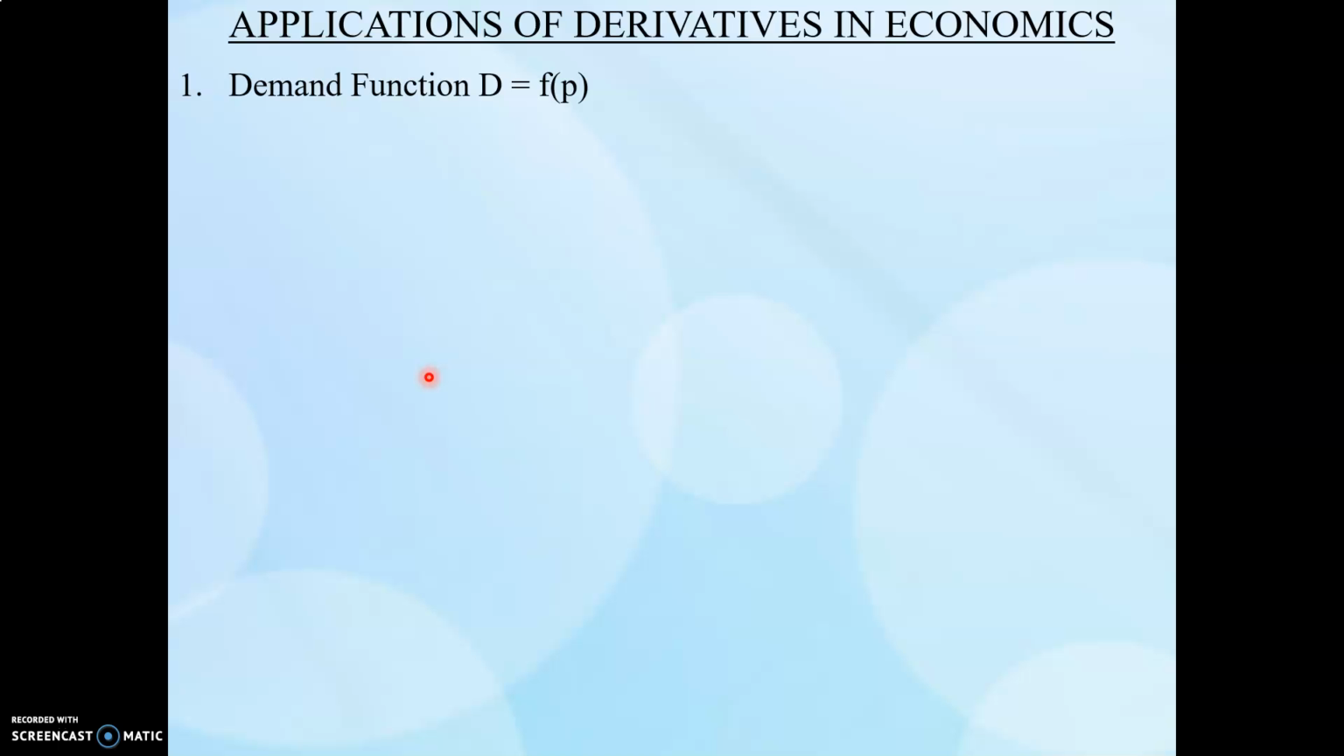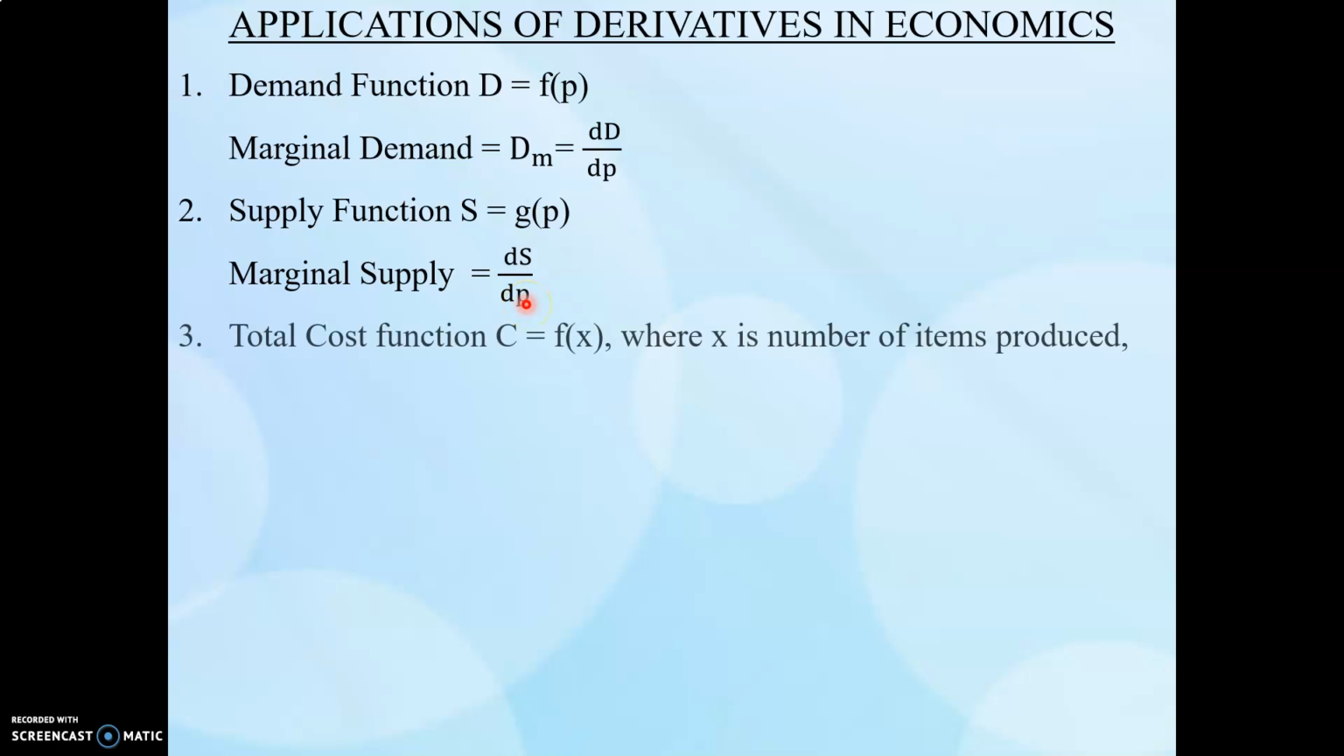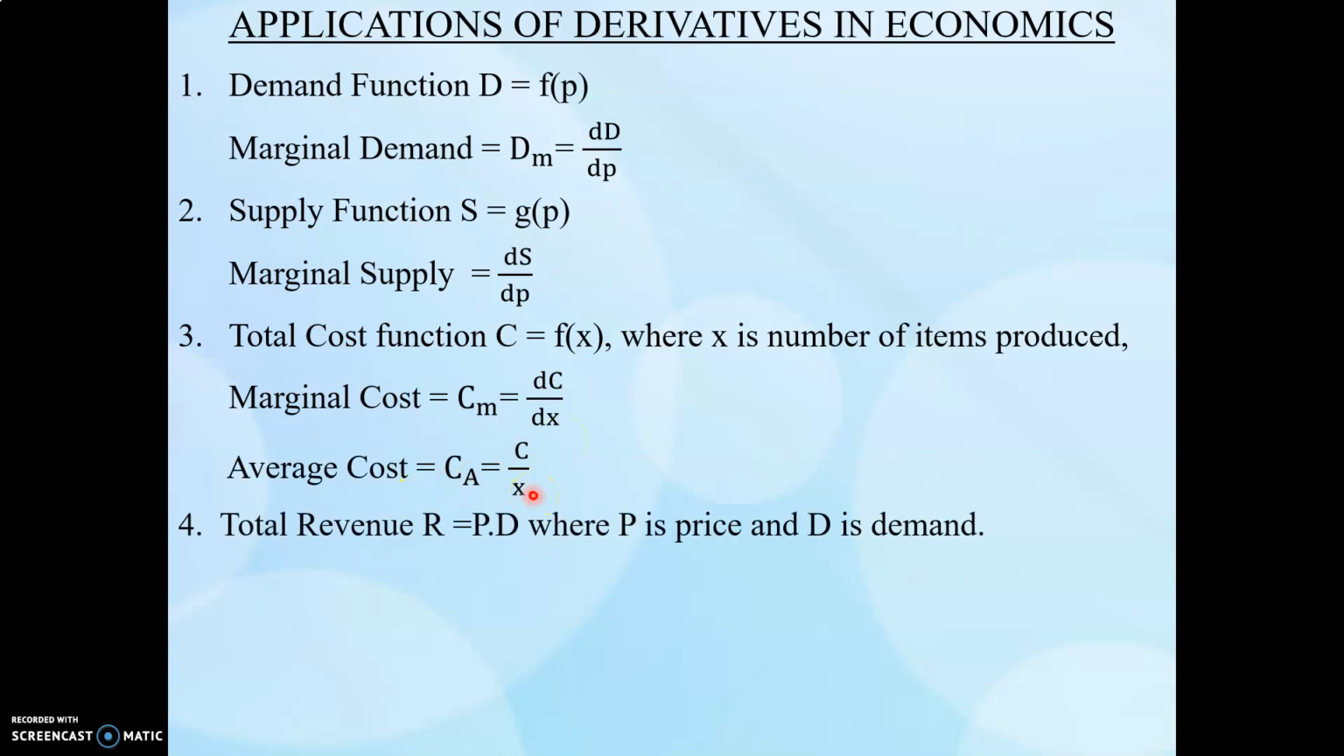Demand function D is equal to f of p. Marginal demand Dm is equal to dD upon dp. Supply function S is equal to g of p. So marginal supply is equal to dS upon dp. Total cost function C is equal to f of x, where x is the number of items produced. Marginal cost Cm is equal to dC upon dx. Average cost Ca is equal to C upon x.